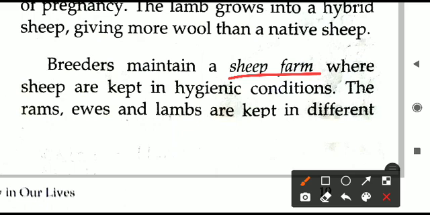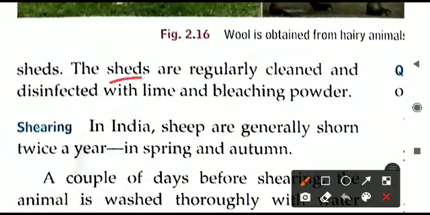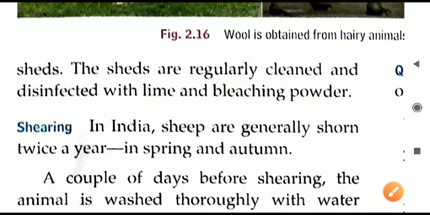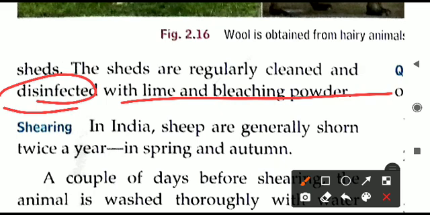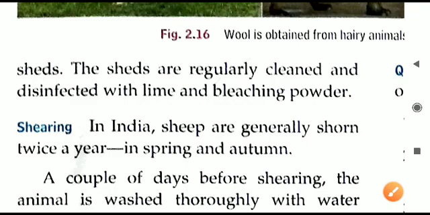So breeders are maintaining a sheep farm where the sheep are kept in hygienic conditions. The rams, ewes and lambs are kept in different sheds, and the sheds are regularly cleaned and disinfected with lime and bleaching powder. Disinfection is very important, otherwise the herd of sheep or other animals may get several diseases or infections. That is why disinfection and regular cleaning is very important. So for that, we are using chemicals like lime and bleaching powder.